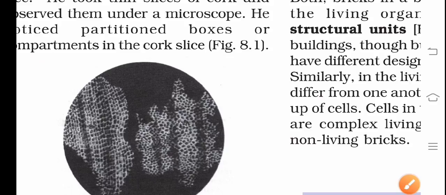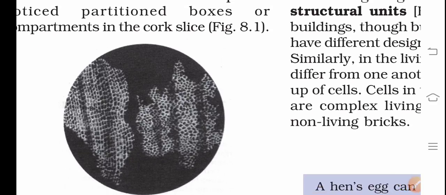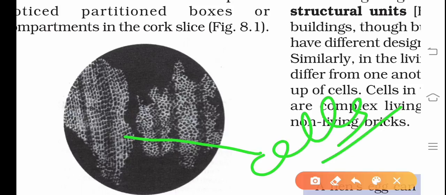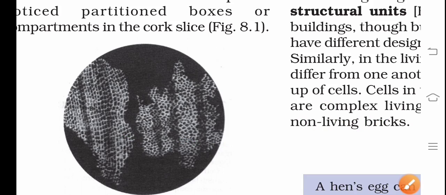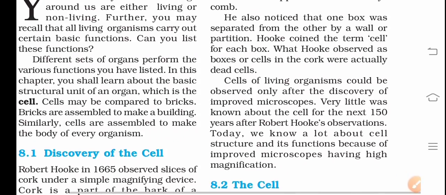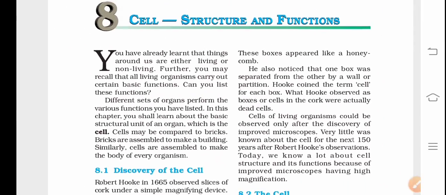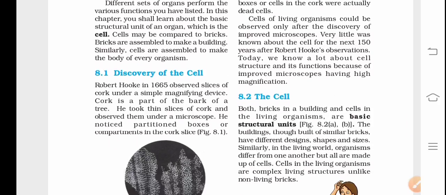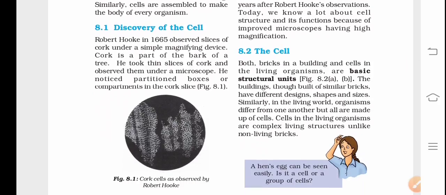We are zooming out the image to see the cells. Here we can see these box-like chambers which are partitioned from each other, known as cells. Later on, more powerful microscopes were invented and the details of the cell were studied.